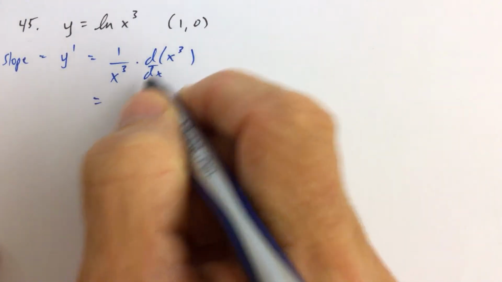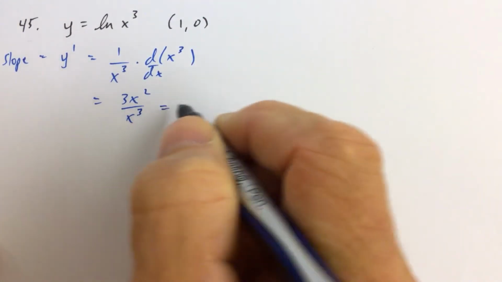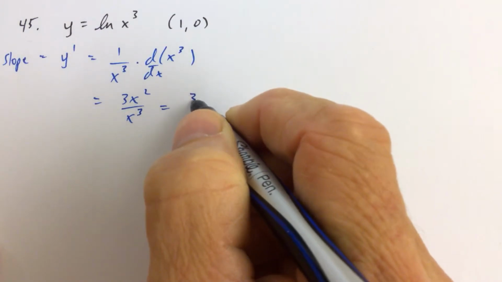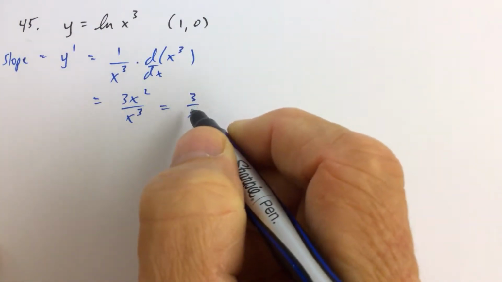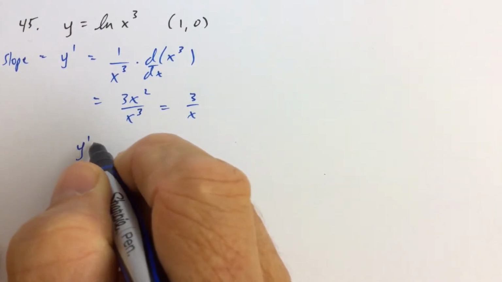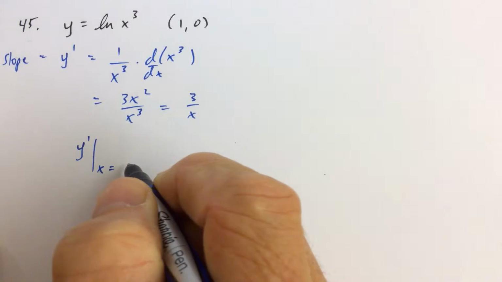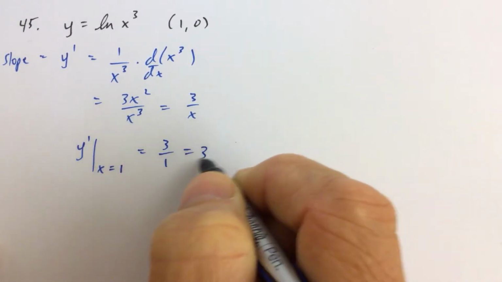And so we get 3x squared up on top, and we get x cubed on the bottom, so the x squareds cancel, we get 3 over x. So that's y prime. That's the slope at any point. Well, at the point (1, 0), that's the slope at the point when x is equal to 1, which is equal to 3 over 1, which is 3. And that's it.